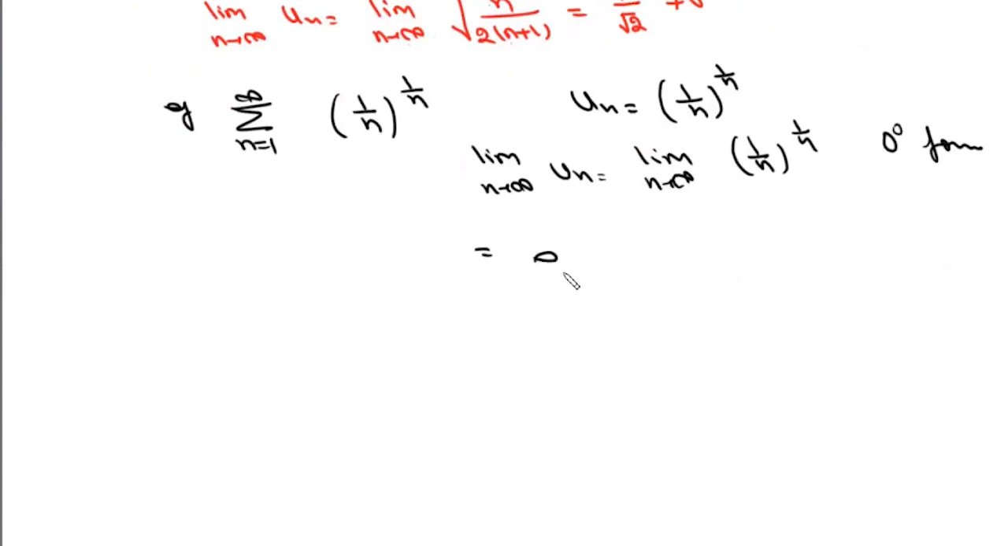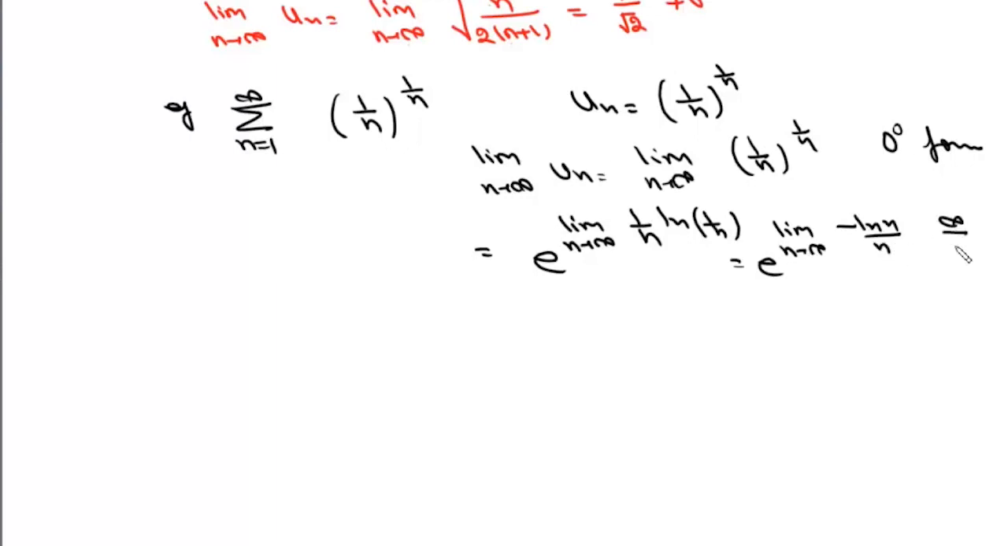Now we're going to write this as e to the power of the limit n tends to infinity of 1 by n log 1 by n, and we can write this as e to the power of the limit n tends to infinity of minus log n upon n, which is infinity upon infinity form. Now we can use L'Hopital's rule. So it will be e to the power of the limit n tends to infinity of minus 1 by n upon 1. So it will be e to the power 0, and e to the power 0 is 1, which is unequal to 0. So this limit, n tends to infinity of un, is not equal to 0. That means this series does not converge.